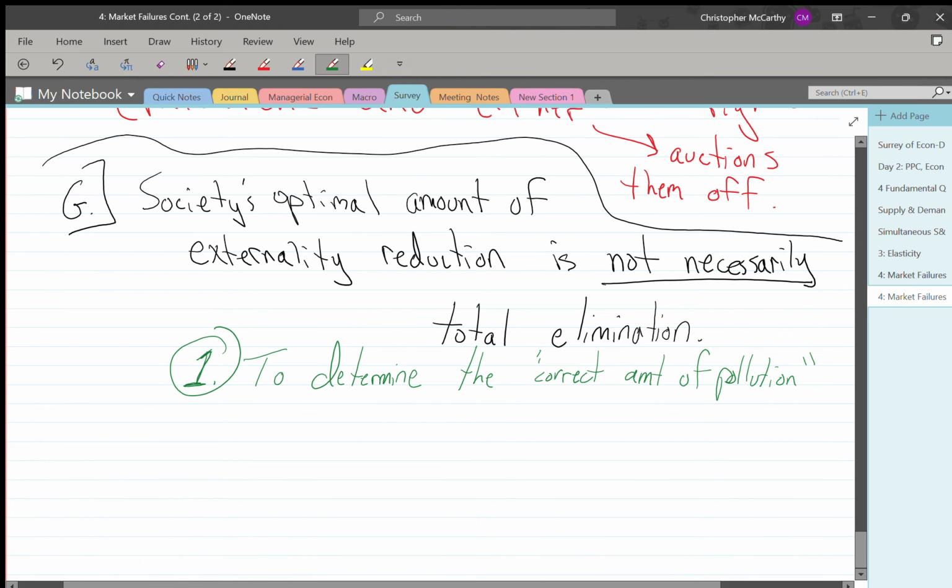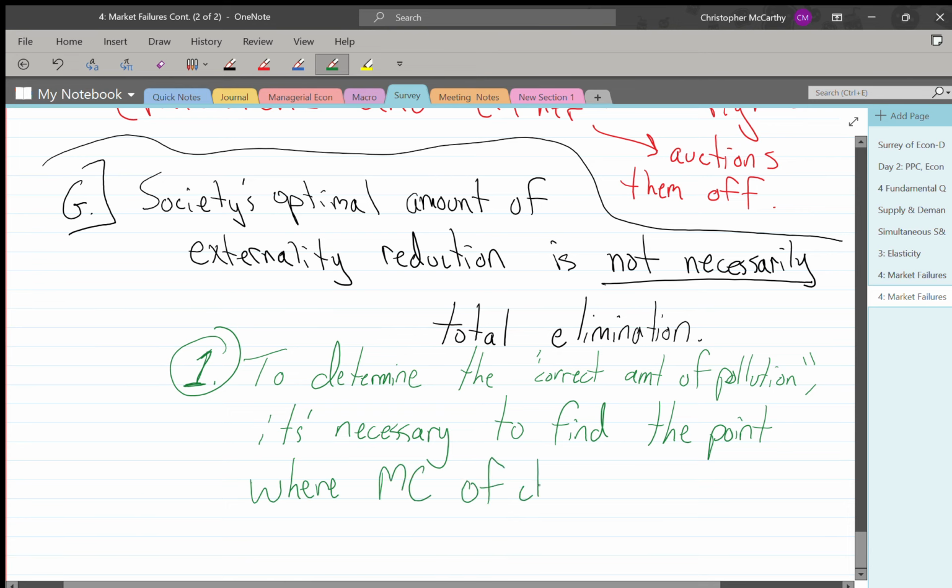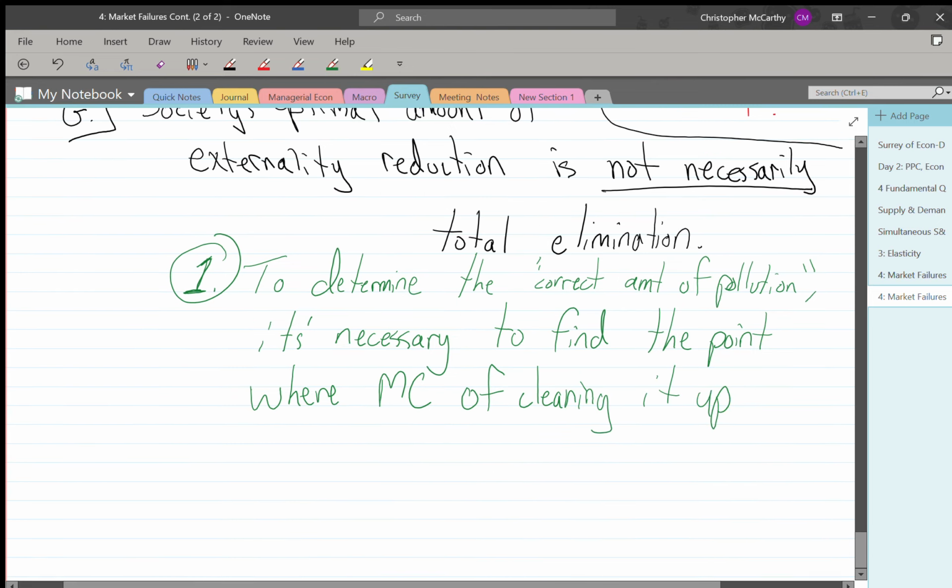It's necessary to find the point where the marginal cost of cleaning it up equals the marginal benefit of clean air, cleaner air.